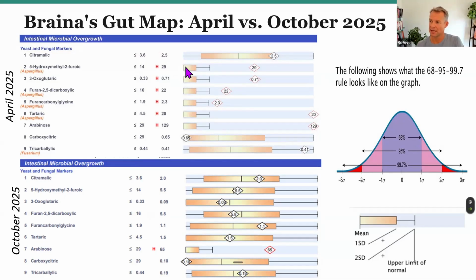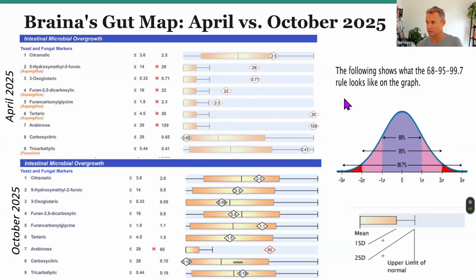If your result is in here, that's one standard deviation. If your result is here, that's two standard deviations. By definition, that's how all of these are marked. If you're outside, like over here, this 29, that's, I don't know, three, four, five standard deviations. What is a standard deviation? That's why I put this graph up here.